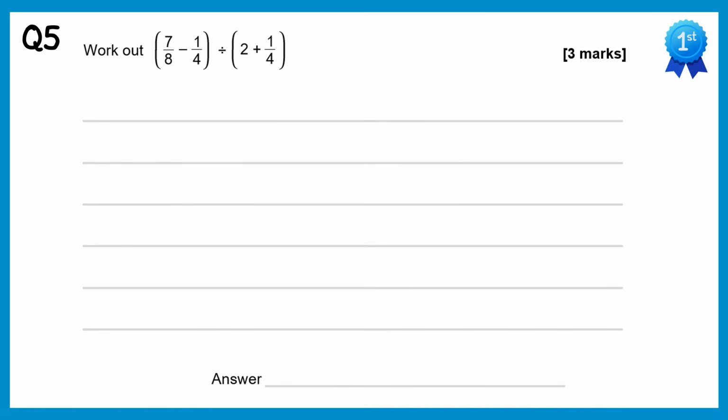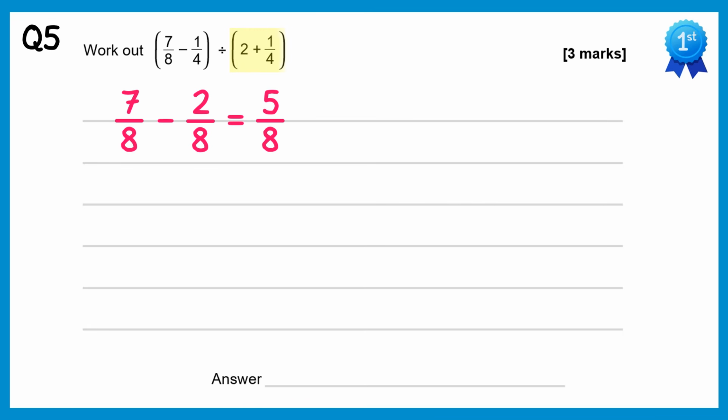For this question we're going to approach each of the brackets separately. Let's start with the first one. So we need to do 7/8 take away 1/4. To subtract fractions you need a common denominator. I'm going to go for 8, so the first fraction can actually stay the same. The second fraction though, I want to write it as something over 8. To get from 4 to 8 on the bottom I multiply by 2. So I'll multiply by 2 on the top as well. 1 times 2 is just 2. Now you can do 7 take away 2 to get 5, so the answer to this bracket is 5/8.